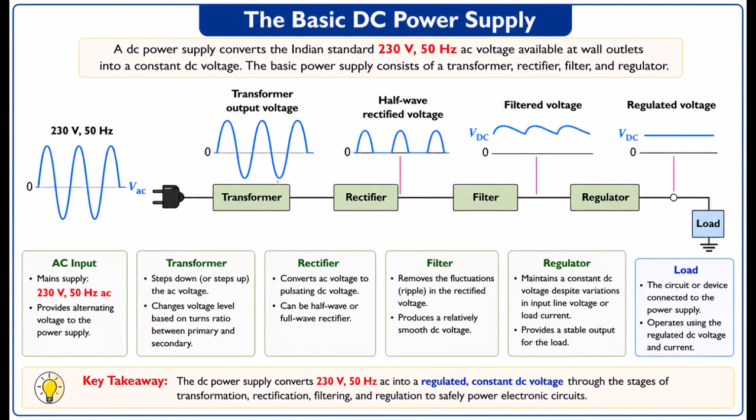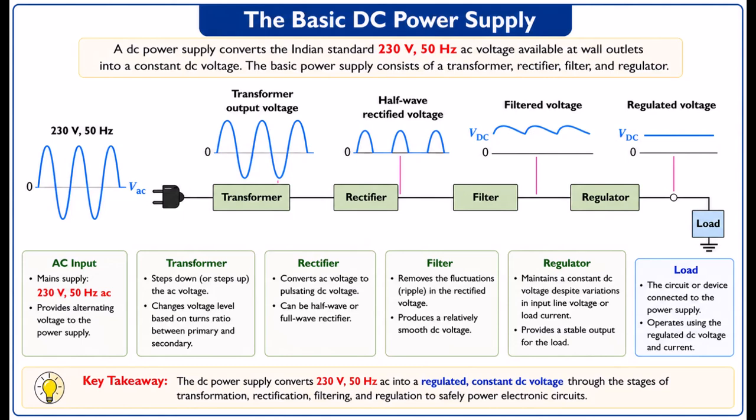A basic DC power supply converts this AC input into a regulated and nearly constant DC output. The main stages are the transformer, rectifier, filter, and regulator. The regulated output is then delivered to the load. Let us follow the signal from left to right.